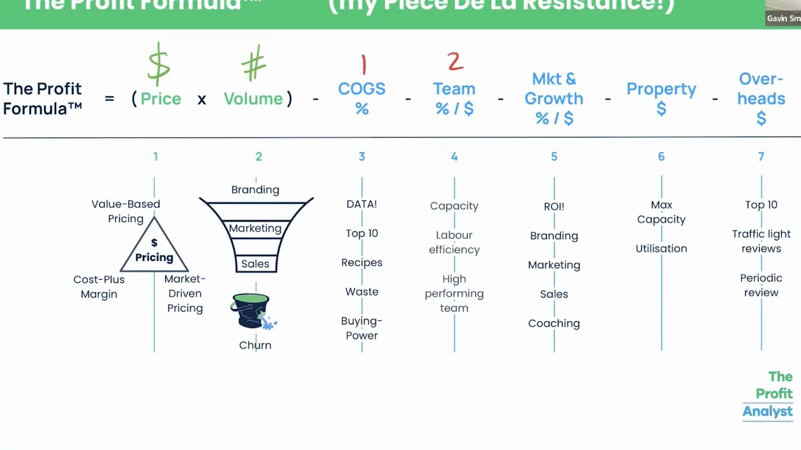So we've got price and volume. And then our 5 different categories of costs are: 1 is the cost of sales, 2 is team, 3 is marketing and growth, 4 is property, and 5 is overheads. And what you can see under each one of these 7 different numbers is there are different real world business strategies to pursue. I'm not going to go too in depth on them all, but I'm just going to touch on them so that you can see the differences between the types of numbers or how we would manage them.